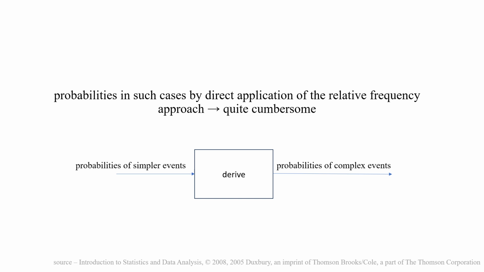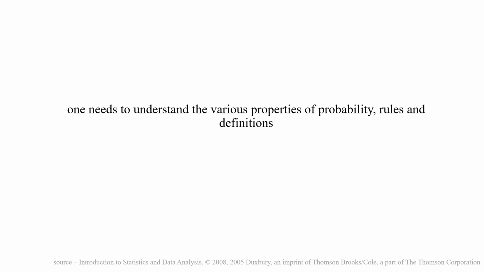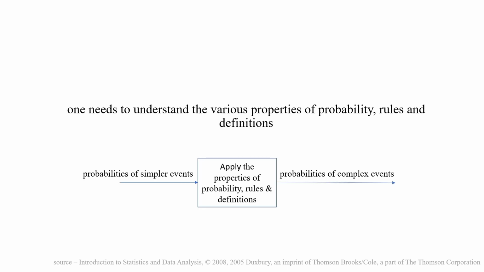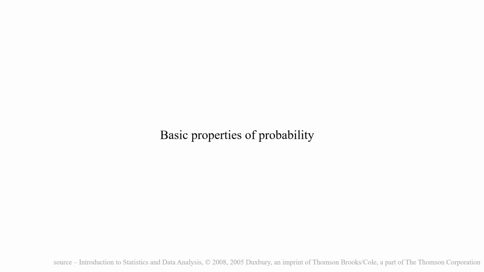Fortunately, the probabilities of complex events can be derived from the probabilities of less complex events, in other words, from simpler events. In order to do that, one needs to understand the various properties of probability, rules, and definitions around it. The probabilities of complex events can be derived by applying the properties of probability, rules, and definitions on the known or derivable less complex event probabilities. And hence, let's start and look into some of the basic properties of probability to begin with.